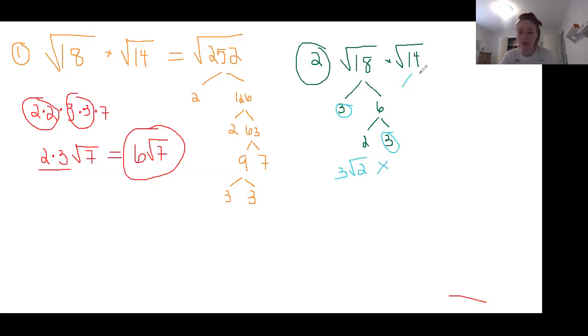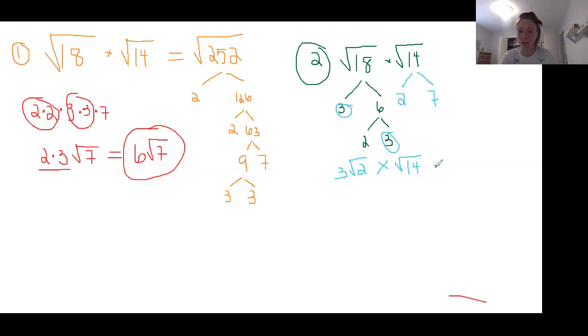Now let's take a look at this one. With 14, I know that 14 is 2 times 7. Can I keep factoring 2 or 7? I actually can't. So the most simplified form of square root 14 is just going to be square root 14.